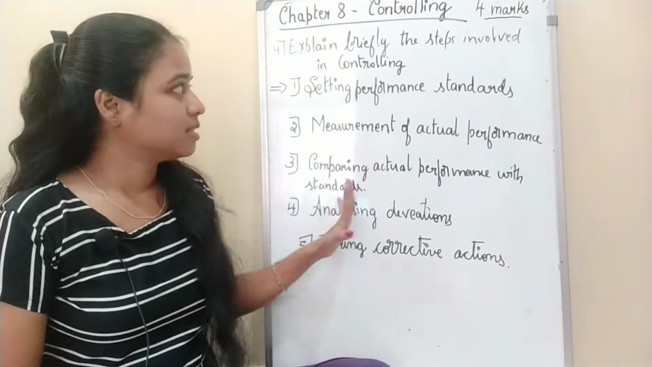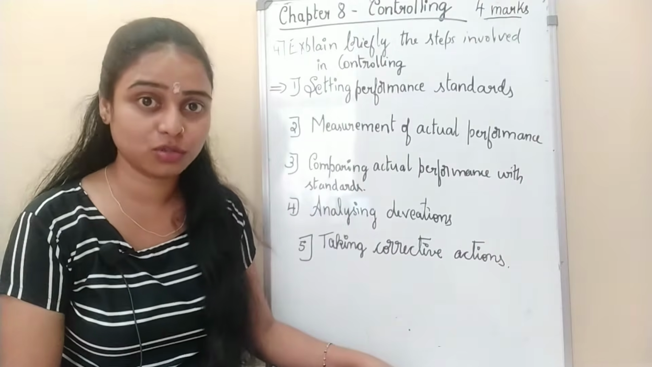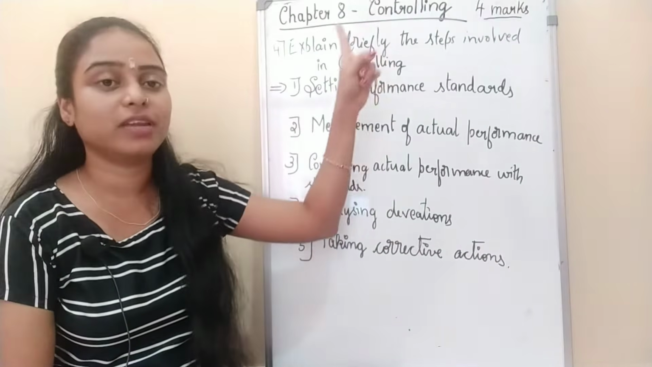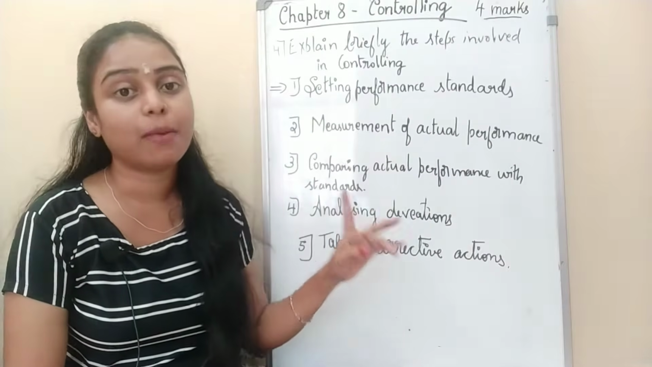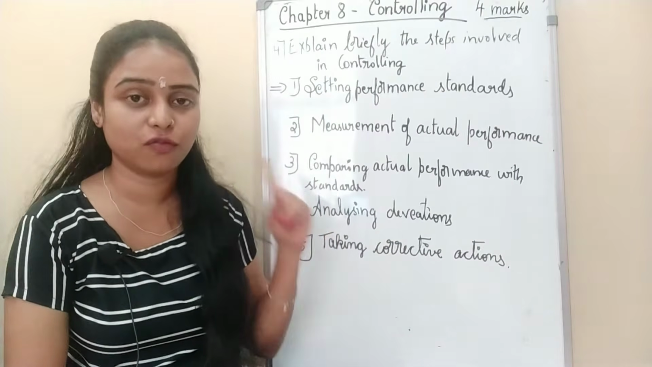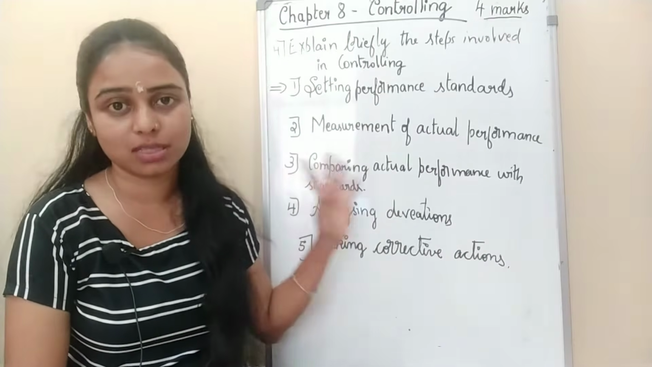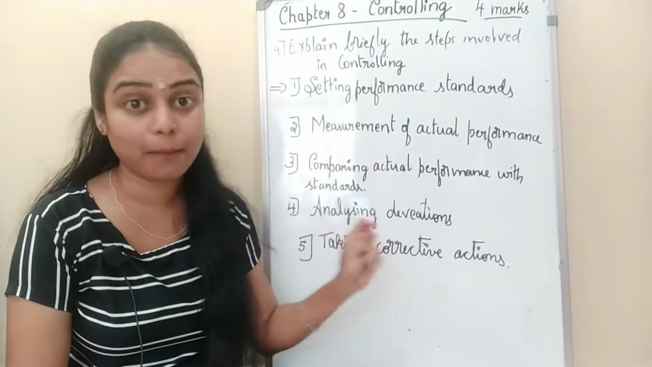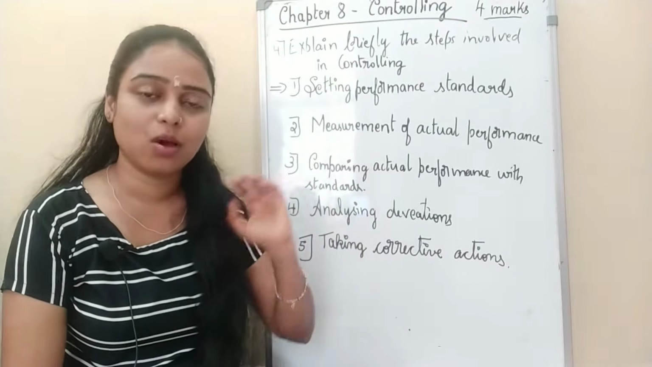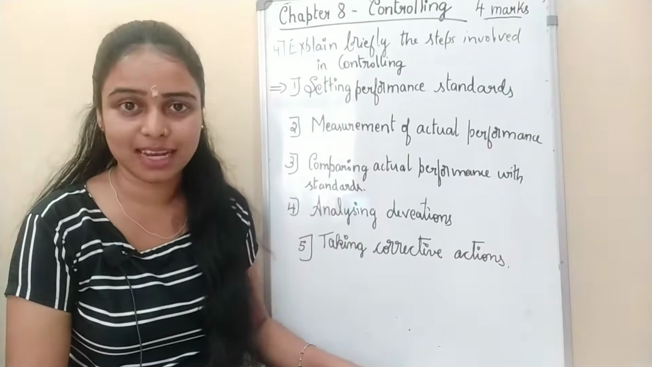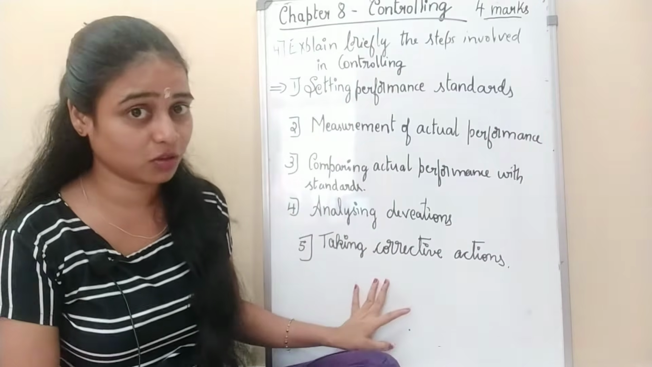Okay. Now, in today's video, we are going to learn the last 4-mark question for controlling, that is, explain briefly the steps involved in controlling. All those who have attended my first class of controlling will already have an idea about the process, because I gave an example of worker A, in which I almost explained the process. So it is going to be very easy for you. We shall start with the process of controlling.